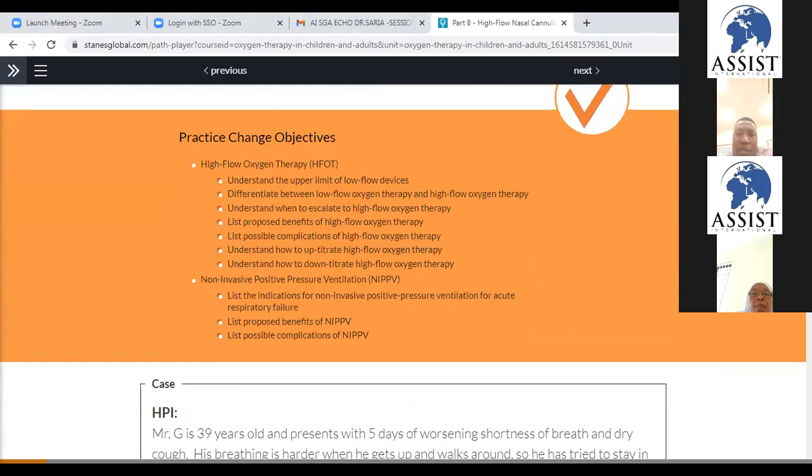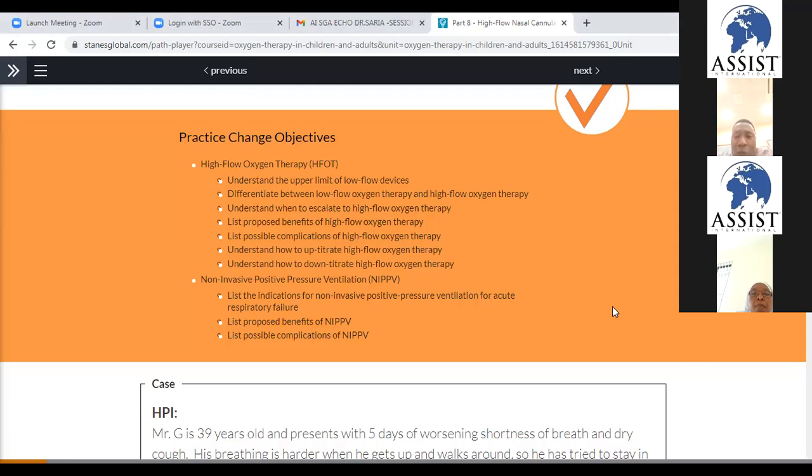Thank you so much. So these are practice change objectives. We have two main objectives: high flow oxygen therapy and non-invasive positive pressure ventilation. And we have sub-objectives. Generally, it is to understand high flow oxygen therapy, its advantages and disadvantages, the benefits, the complications, how to titrate, and how to monitor the patient on oxygen therapy, especially high flow oxygen therapy. And for the non-invasive one, the indications, benefits, and complications.